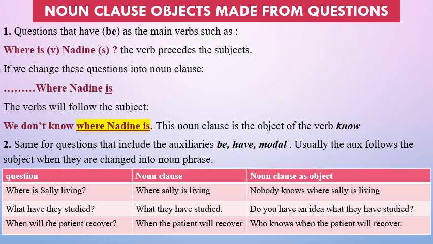The second case is when you have have as an auxiliary. What have they studied? This is present perfect. The auxiliary in this sentence is have, and this is an interrogative form. Now, what will we do? What they have studied. Now, have follows the subject. Again, we are putting it after the verb. Do you have an idea what they have studied?